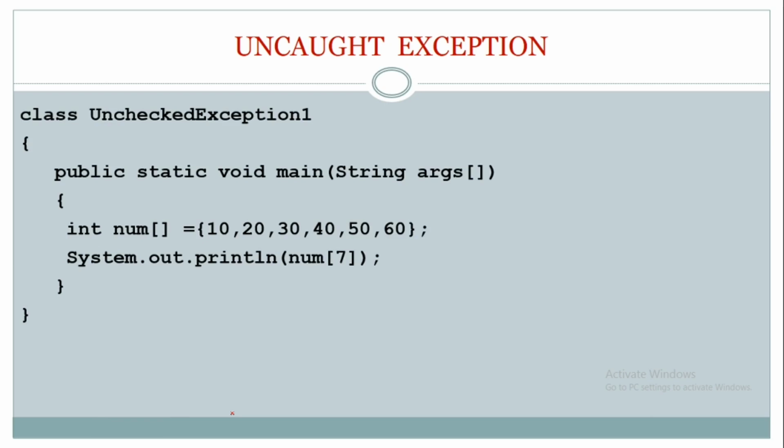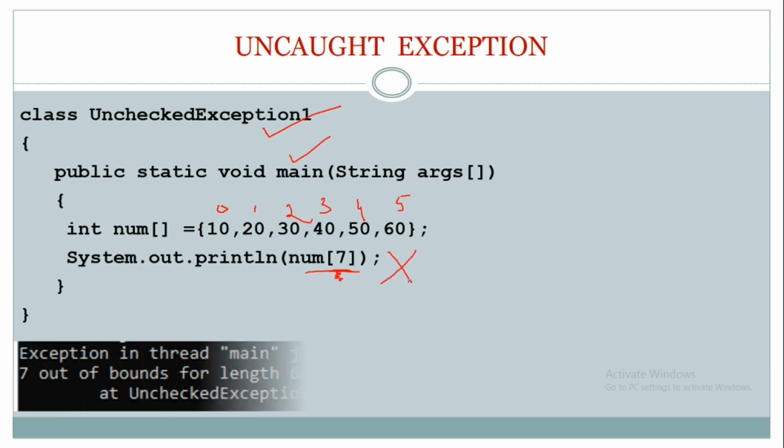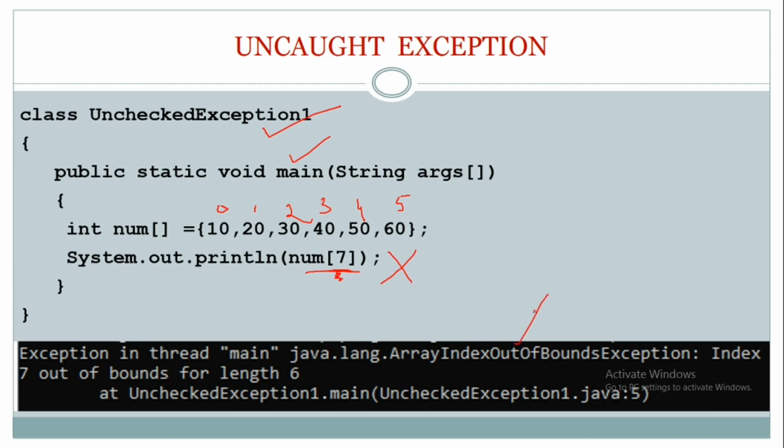Now let us understand one more example of an uncaught exception. Here is a class, UncheckedException, with a main function. We have initialized an array with values from 10 to 60. The index starts from 0, 1, 2, 3, 4 and 5, but here I am accessing num of 7, so the index is out of bounds. In that case an exception is thrown, an ArrayIndexOutOfBoundsException. The program gets terminated and displays a system generated error message.